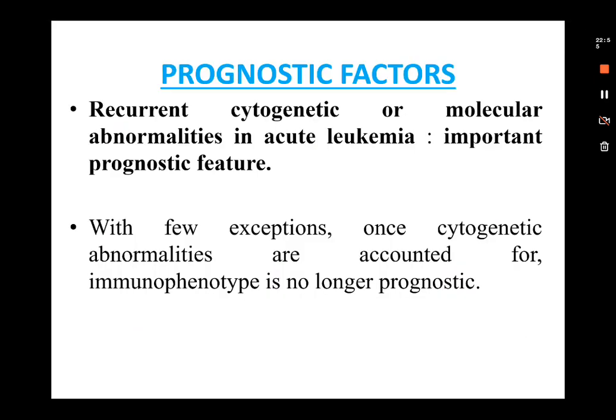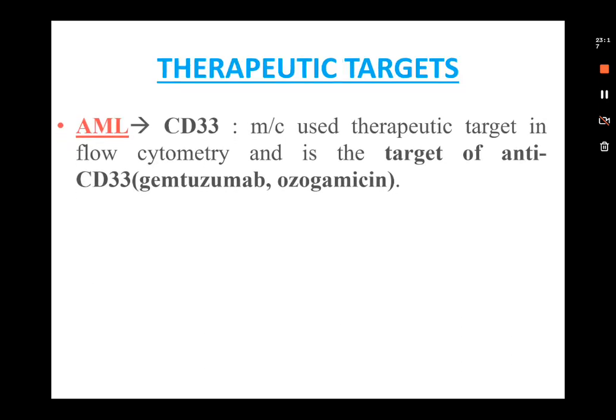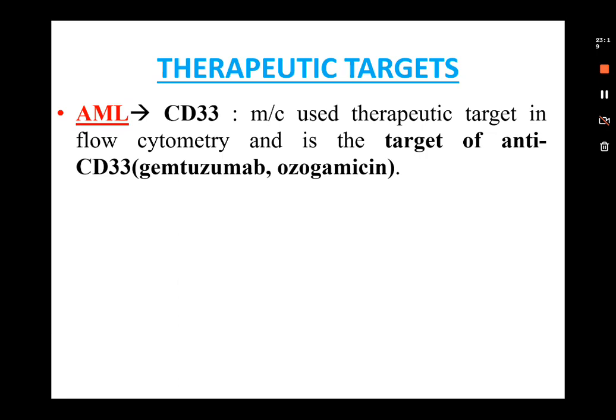Now this was diagnosis and classification, but we also have prognostic factors. But if your cytogenetic or molecular abnormalities have already been established, then flow cytometry has no longer any prognostic role. Otherwise, yes, the recurrent cytogenetic or molecular abnormalities are an important prognostic feature. Therapeutic target for AML: CD33 is the most commonly used therapeutic target in flow cytometry, and it is the target of anti-CD33. So when you want to put the patient on gemtuzumab ozogamicin.